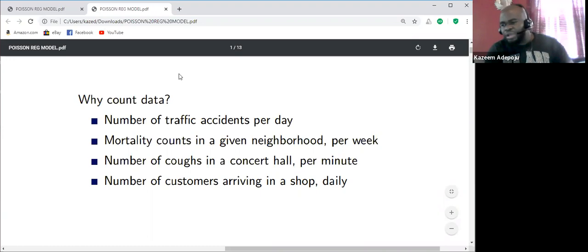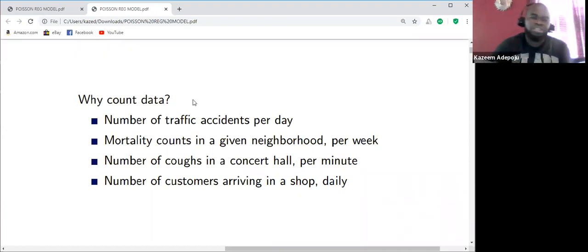So let me confirm to you. The Poisson distribution is a probability distribution for count data. Let me give you an example of count data. Number one is the number of traffic accidents per day.